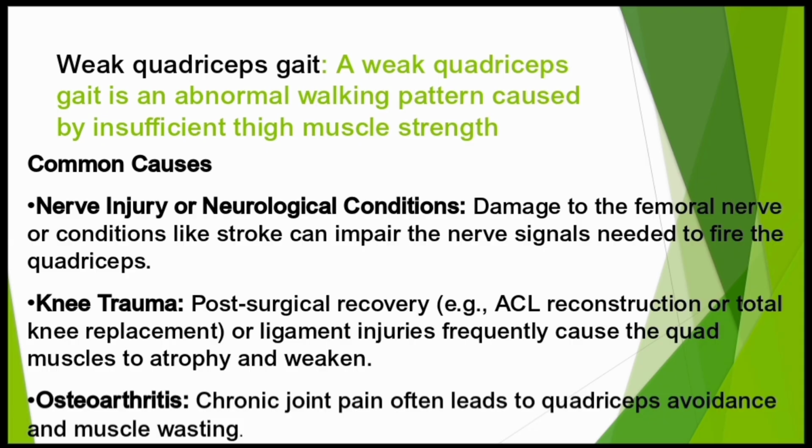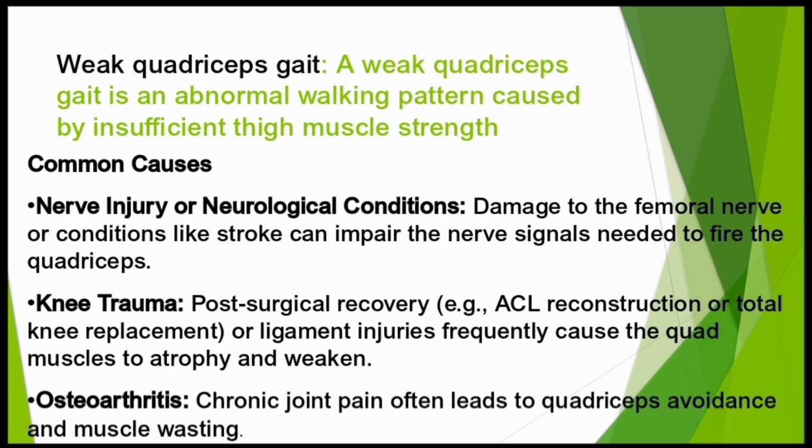So at that time, this type of gait we can see. Common causes are nerve injury or neurological conditions, maybe damage to the femoral nerve, or any other conditions like a stroke can impair the nerve signals needed to the quadriceps. Then knee trauma, post-surgical recovery, that is ACL reconstruction or a total knee replacement, or ligament injuries frequently cause the quadriceps muscles to atrophy and weaken. Osteoarthritis can also lead to this weak quadriceps gait.